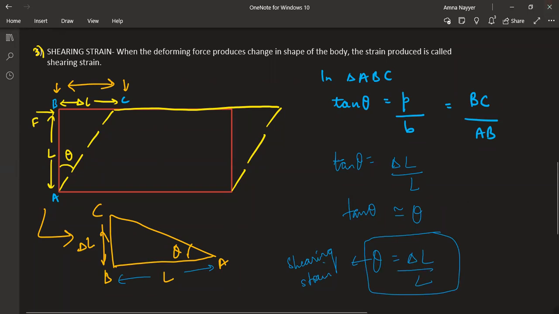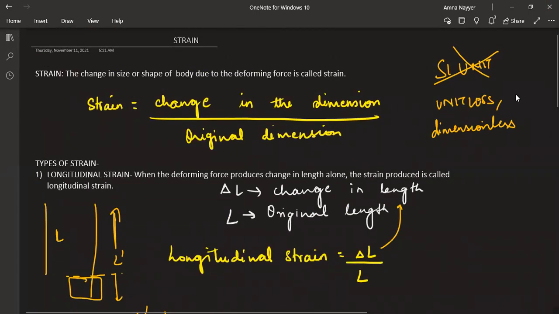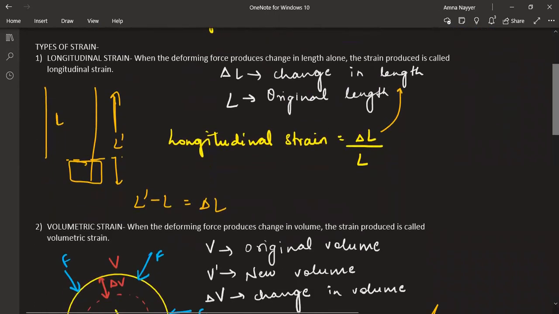So three types of strains. I'm again repeating it. Strain is any change in dimension by the original dimension. Change in length by original length. Change in volume by original volume. Change in shape by original shape. Fine. This is known as strain. Now, because we know there are different types of deformations occurring, three types of deformations are there. So three types of strains will also be there. We had three types of stresses, so three types of strains.